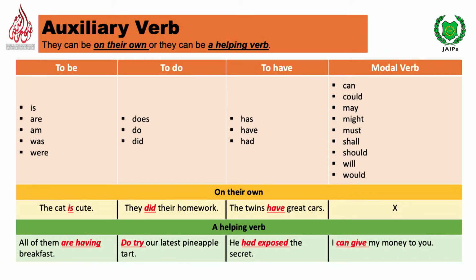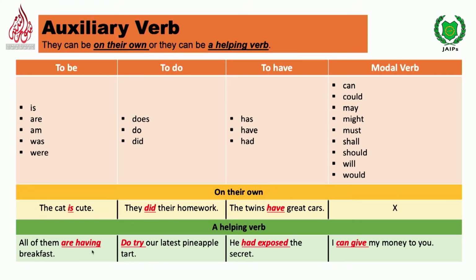But let's try dropping the main verb. We are going to try with the first one. All of them are breakfast. Does it make sense? Not really. Do our latest pineapple tart. Still, the idea is not there. He had the secret. Yeah, but it's not clear. I can my money to you. Still, it doesn't make any sense. So, do you get the idea now that the auxiliary verb cannot stand on its own and works as a helping verb? It's important to have the main verb. The helping verb is only helping out.